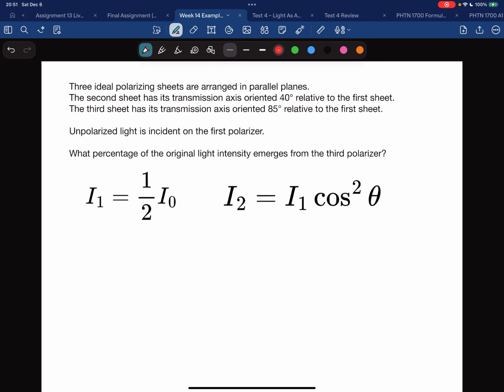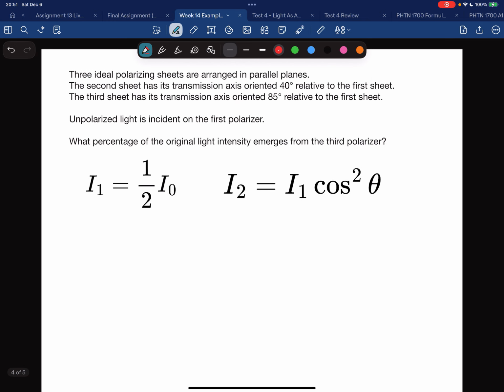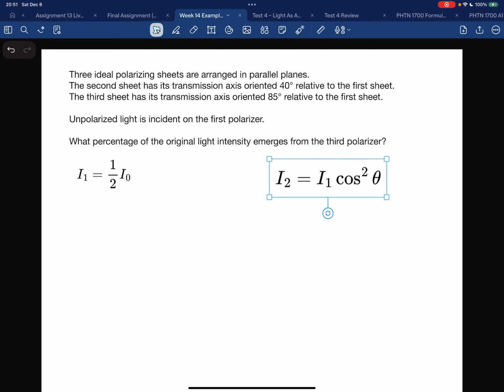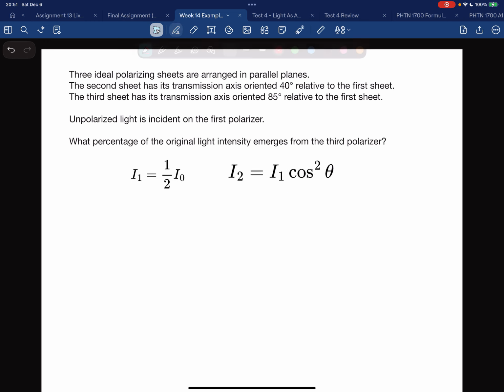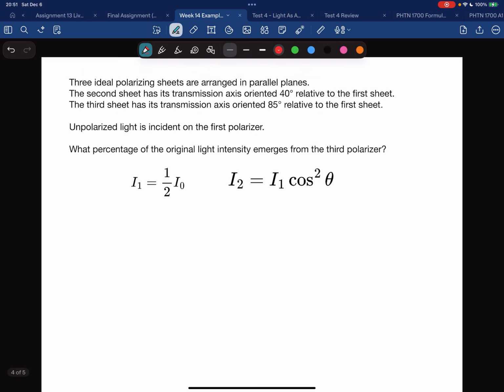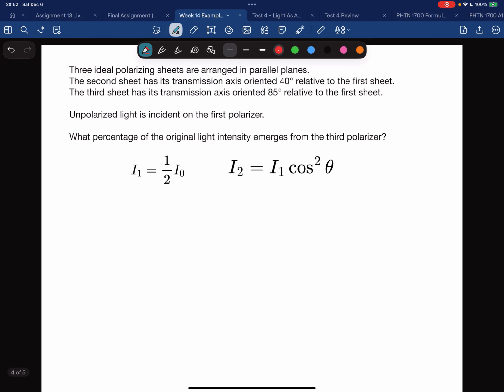Polarization. Now this is just the first one of the polarization questions. I'm going to shrink these two down a little bit. They're a little big. So 3 ideal polarizing sheets are arranged in parallel planes. The second sheet has its transmission axis oriented 40 degrees relative to the first sheet. The third sheet has its transmission axis oriented 85 degrees relative to the first sheet again. So these are both relative to the first sheet.